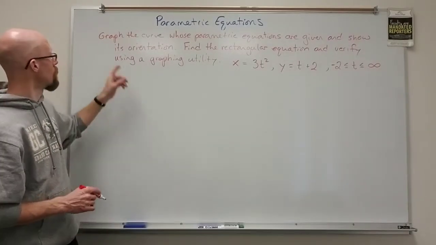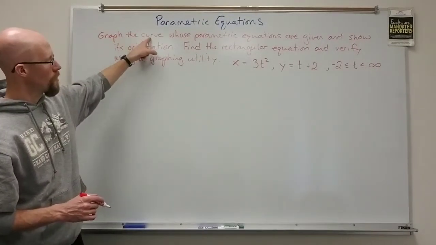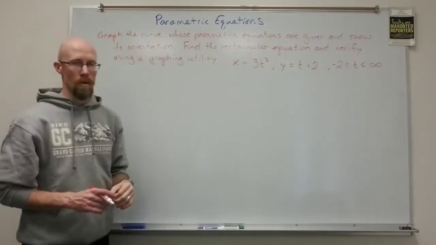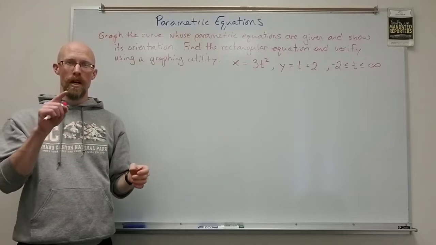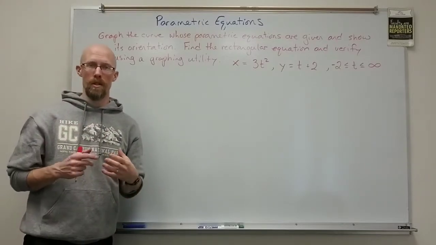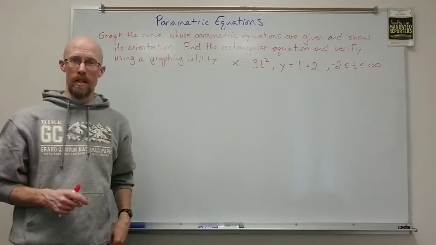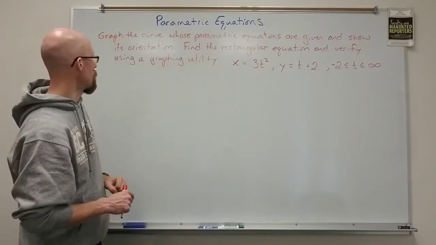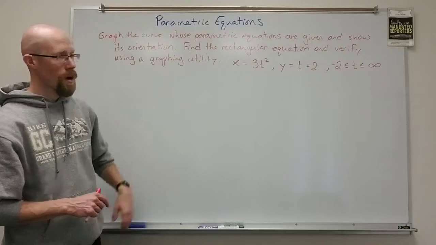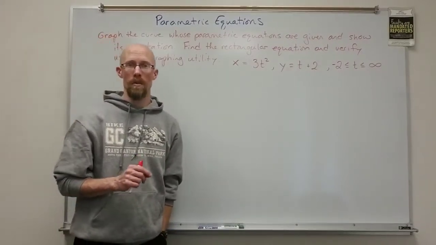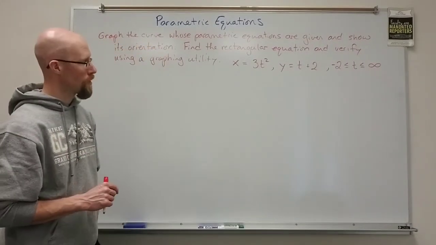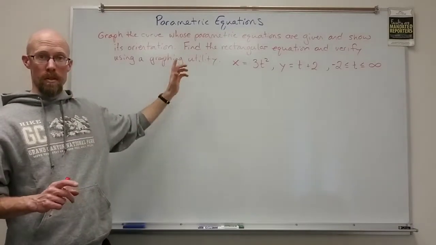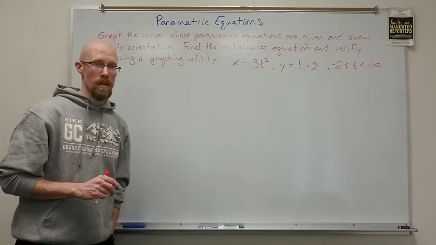So what I want to do is graph this curve, those parametric equations are given, and show its orientation. So I want to plot the graph, and put arrows on to represent which way the graph is going to be progressing as t increases. I also want to find the rectangular equation and verify using a graphing utility. So I want to find the rectangular form of this, and plot it on my calculator, which is kind of interesting. We'll be able to do that in just a few minutes as well.